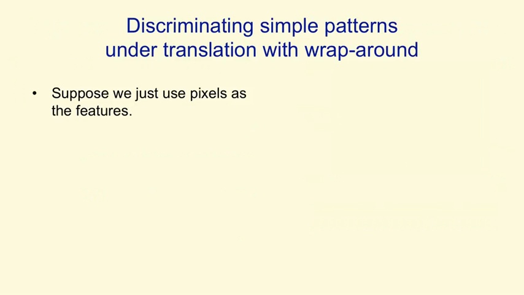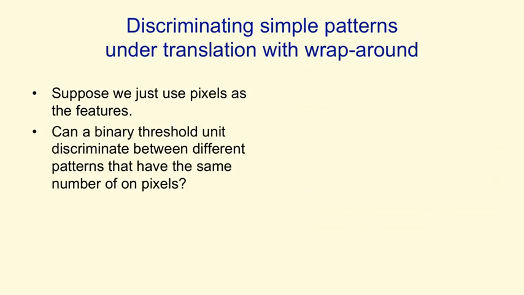An even more devastating example for perceptrons, because it's much more general, is when we try and discriminate simple patterns that have to retain their identity when you translate them with wraparound. I'll give you an example of what that means in a minute. But the idea is that we want to recognize a pattern, and we want to recognize it even when it's translated. So suppose we just use pixels as the features.